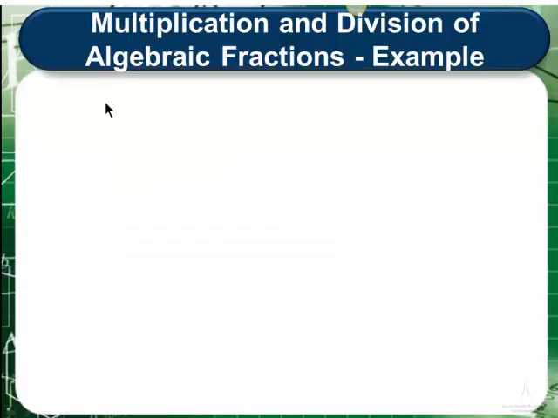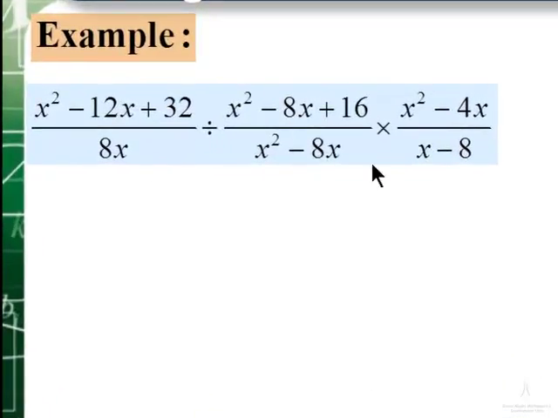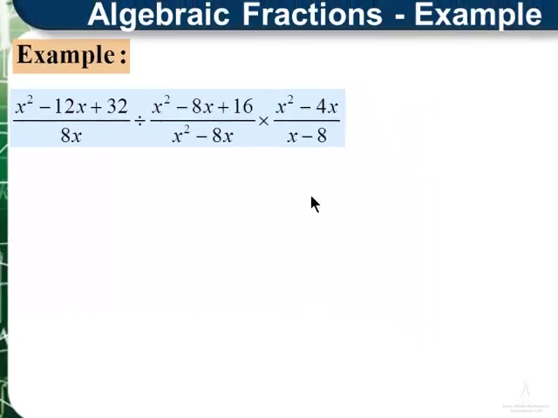The next example shows a case where we have a combination of multiplication and division of algebraic fractions. So let's have a look at this particular example. We have an algebraic fraction divided by a second algebraic fraction and then multiplied by a third algebraic fraction. Now what would this first step be in this case?